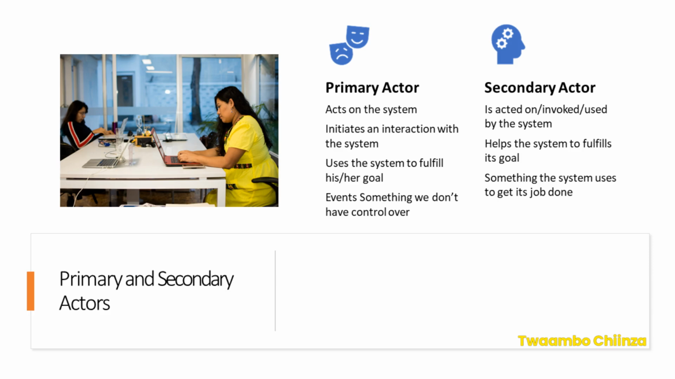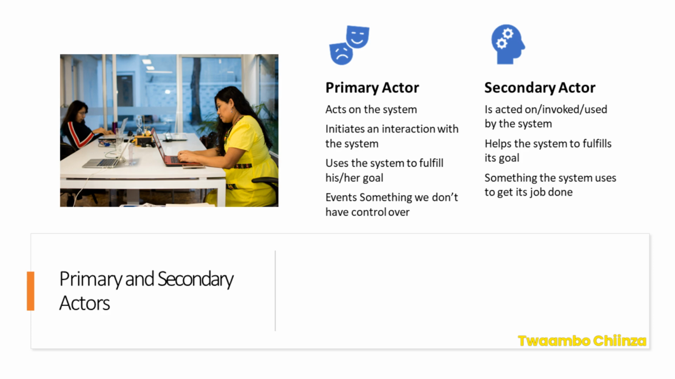Primary actors are the main users or entities that interact directly with the system to achieve their specific goals. They initiate the use case and are the focus of the system's functionality. For example, in an online shopping system, a customer placing an order would be a primary actor.